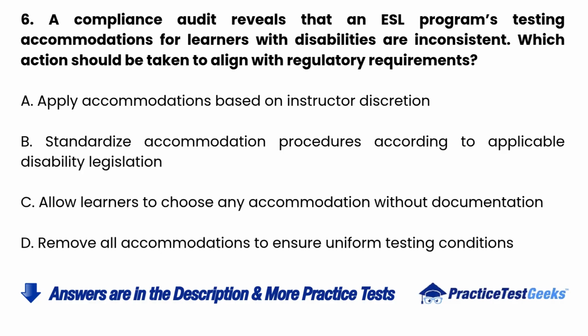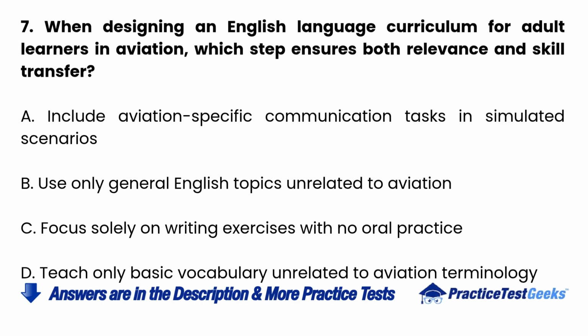C. Allow learners to choose any accommodation without documentation. D. Remove all accommodations to ensure uniform testing conditions. 7. When designing an English language curriculum for adult learners in aviation, which step ensures both relevance and skill transfer? A. Include aviation-specific communication tasks in simulated scenarios.